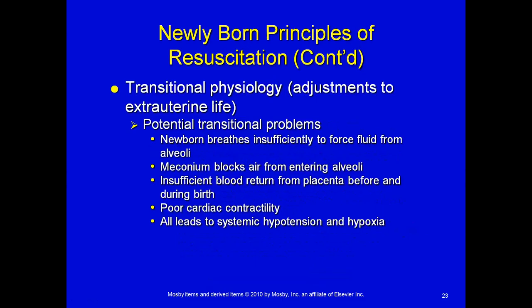Reasons that transitional problems might occur include the newborn breathes insufficiently to force fluid from the alveoli and may require us to provide positive pressure ventilation. If they've got meconium staining, then the meconium may block the air from entering the alveoli. They may have insufficient blood return from the placenta before and during the birth, and they may have just poor cardiac contractility, which can be directly related to things like hypotension, hypoxia, hypothermia, depending on the medications the mother received prior to birth, may all alter the heart's ability to contract hard. And all of these transitional problems, of course, if left untreated, will lead to hypotension and hypoxia in the neonate.